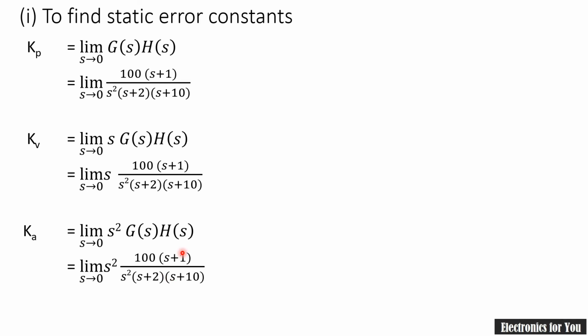Okay, now let's apply the limit again. In this case, we will get 100 divided by, the value of S is 0, so 100 divided by 0. Okay, so it's nothing but infinity. For Kv, again one S from this S square gets cancelled, and again it will be 100 divided by 0. So infinite again.